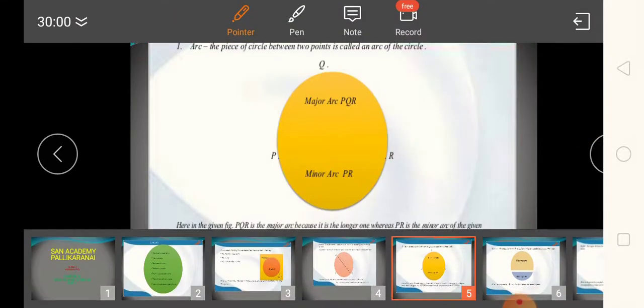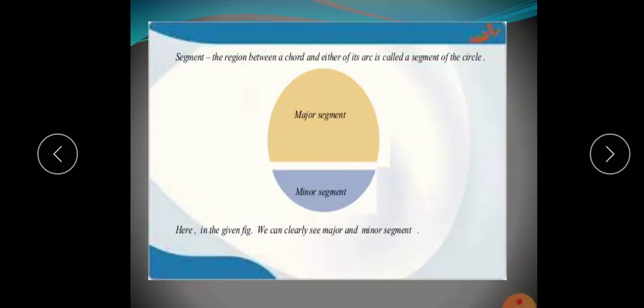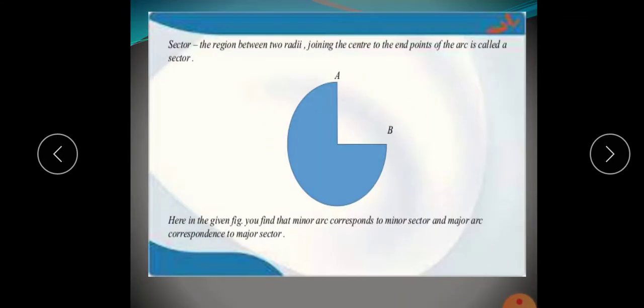Let me see the next part, segment. What is a segment? It is dividing into two, one major, one minor. If it passes through the center of the circle, it is called a diameter, and the parts are semicircles. Now the same thing, if you see the chord, a circle can be divided into two segments. One occupying more area is called a major segment, and one is called a minor segment. This is a major, this is a minor segment of the circle.